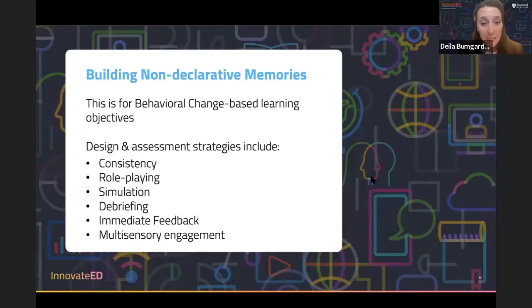For designing and assessing those, you want to use strategies like role-playing, simulation, debriefing, having these open discussions, creating experiences where you're engaging in multiple sensory inputs, giving immediate feedback, and most importantly, consistency over time.